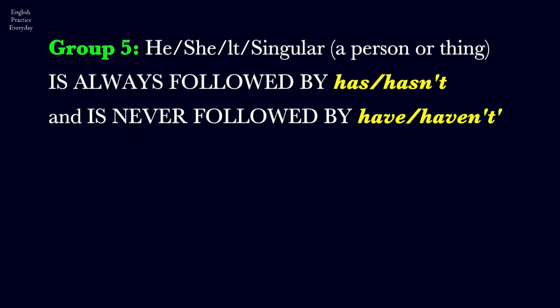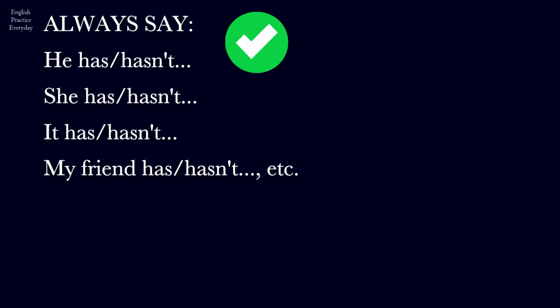Group 5. He, she, it, singular of a person or thing is always followed by has or hasn't, and is never followed by have or haven't. So always say he has, he hasn't.